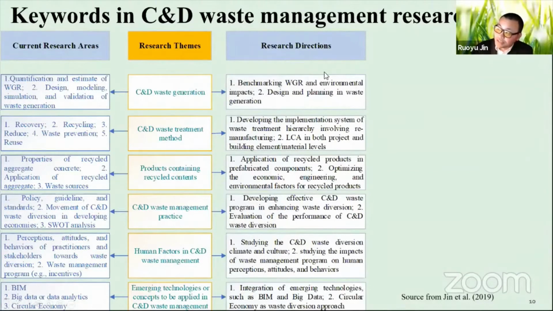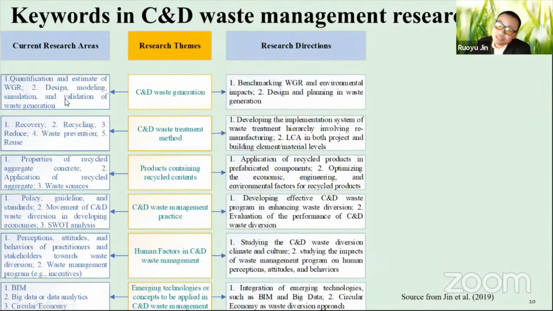And the right side is what I think could be further down as the research directions. So they are linked by the themes in the middle. For example, let's see, waste generation. There have been quite some studies talking about how we quantify and estimate the waste generation rate. For example, 10% of concrete will be wasted, or you can estimate that every time we produce 3 houses, 2 houses are wasted. That's just an example of the waste generation rate.